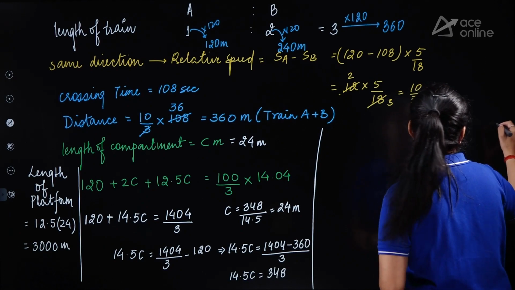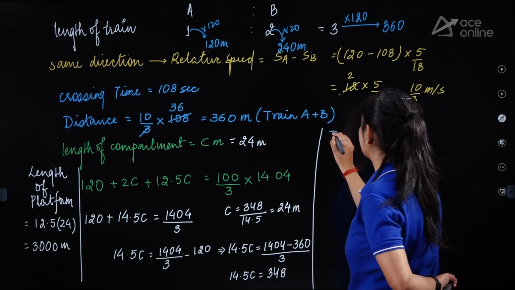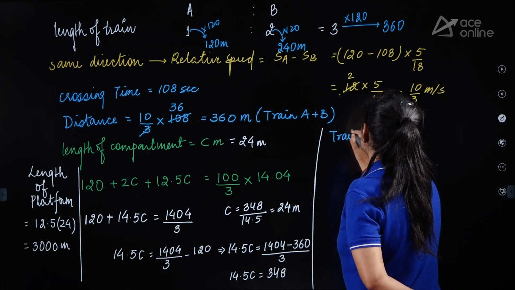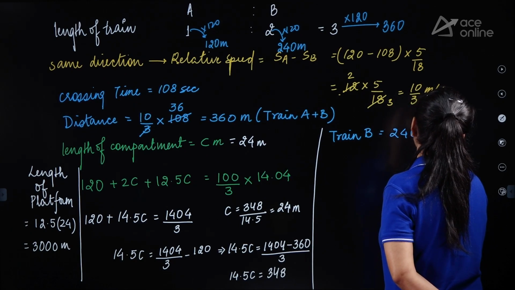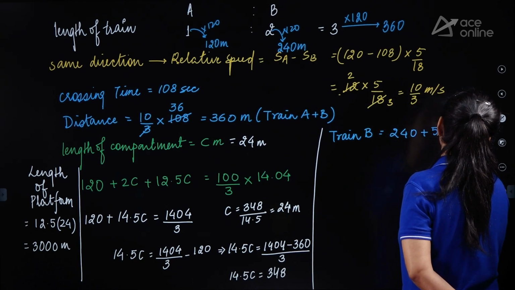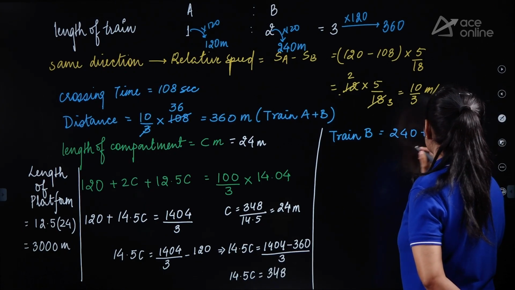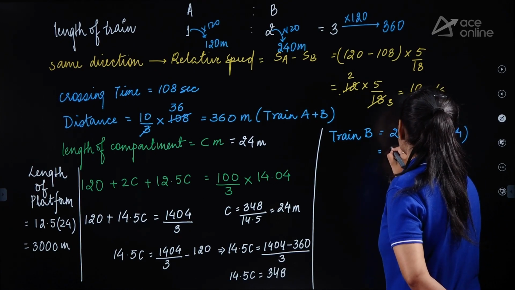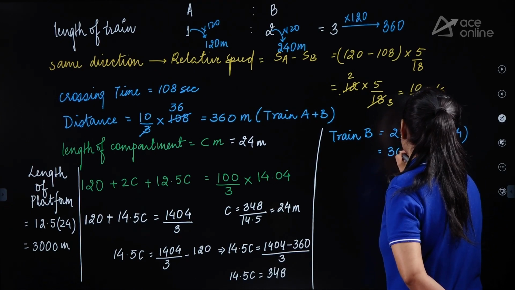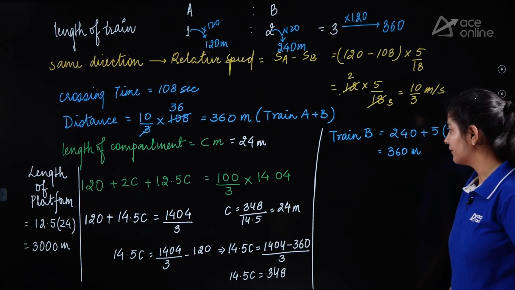Now, for train B, we have to do the calculation for train B. The length of train B is 240, but we added 5 more compartments. That means we added 120, right? So basically the total length of train B will become 360 meters, right?